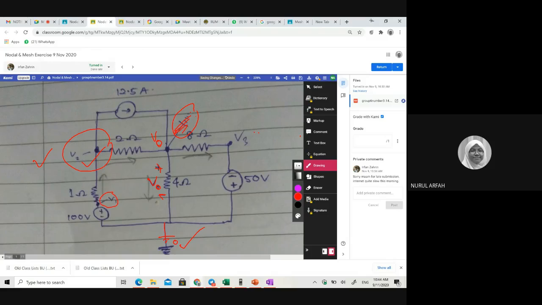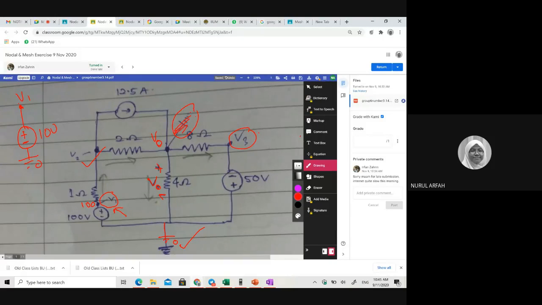So what is V1 here equal to? Anyone can guess? Not necessarily from group 6. You can just unmute yourself and say something. What is V1 equal to? Anyone? Okay, I will give some hint. This is a plus minus 100 here, and this is a ground. Yes, very good. So this is V1. You just put 100 here. This is 100. And then what is V3 equal to?